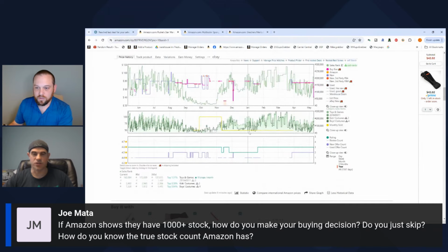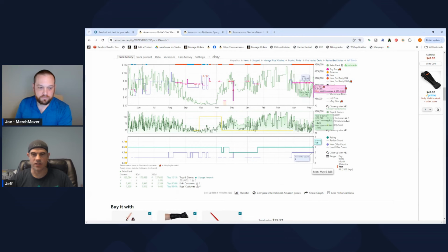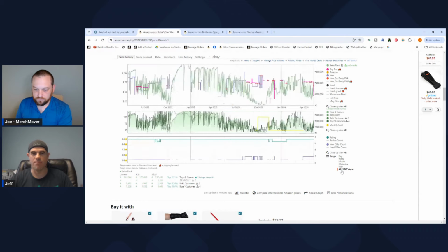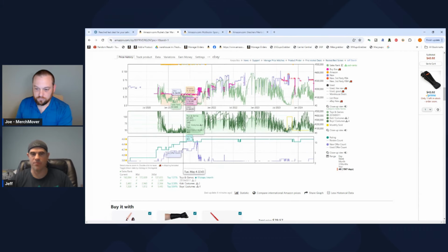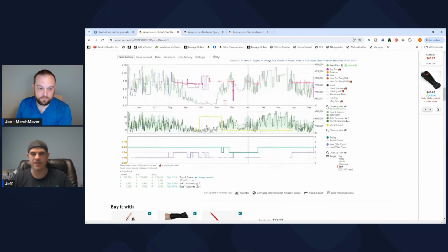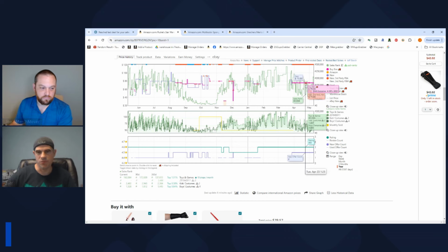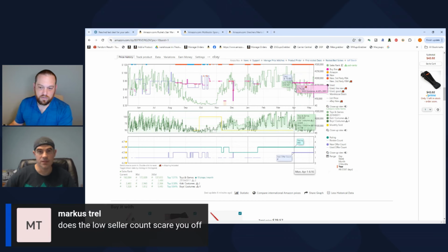Yeah, exactly. So if they had 1,000 stock on this one, it would be a no brainer pass, because we're not trying to sell it above retail price. Retail price on this guy is $40. That's what it is. So if they had 1,000+ stock, I'd pass. But the fact that they have low stock, we can buy it, get them out of stock, and then flip it for $75, $80. Well, probably $75.